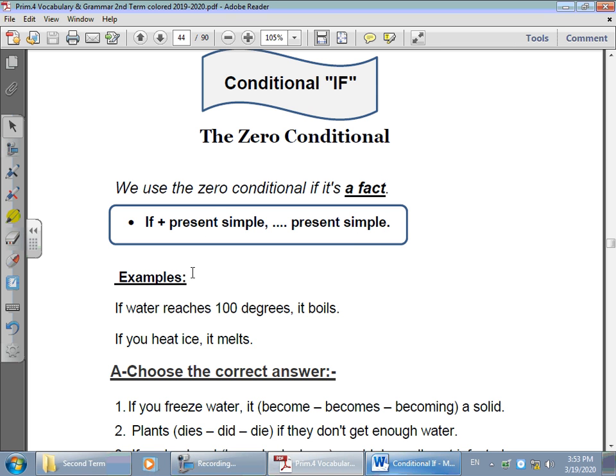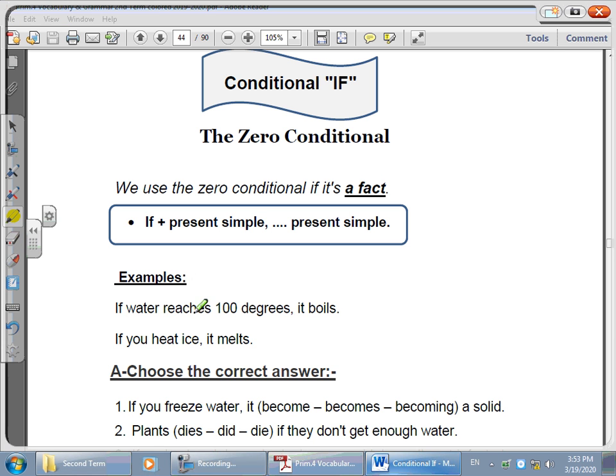with if. For example, if water reaches 100 degrees, it boils. We have here two present simple verbs, reaches and boils. If you heat ice, it melts. Heat and melts, both of them are in the present simple tense. So let's answer the questions that we have in the booklet.